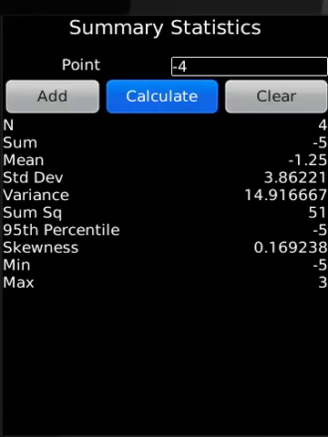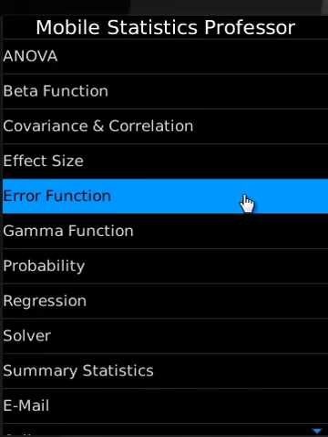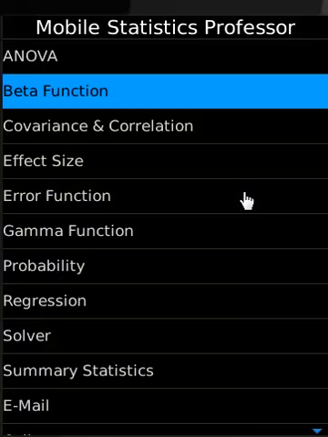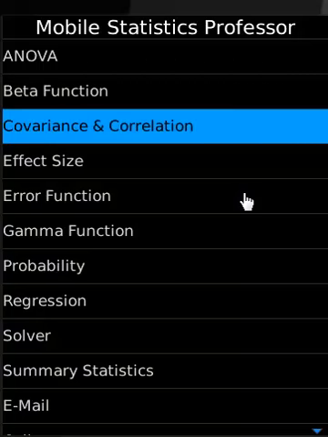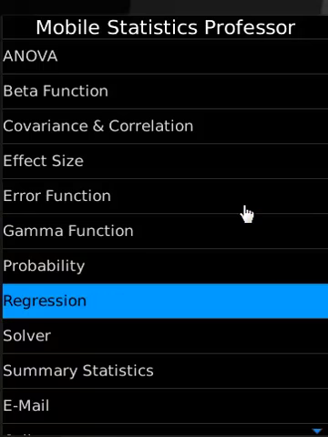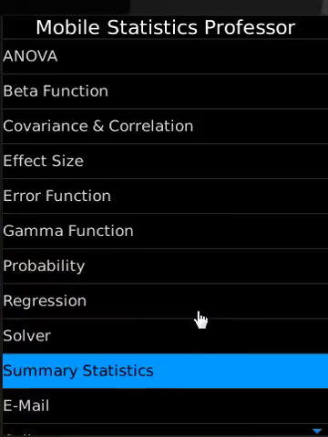Okay, with this we just covered the functionality of mobile statistics professor BlackBerry application: ANOVA, beta, covariance, correlation, effect size, error function, gamma function, probability, regression, solver, summary statistics.